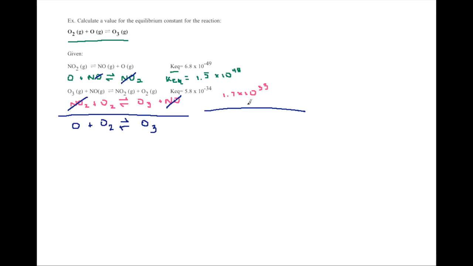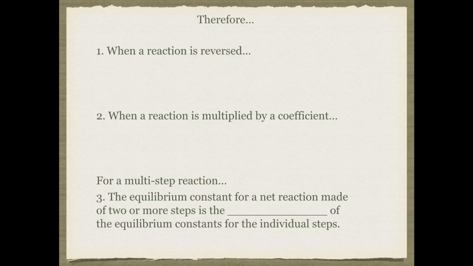Now, instead of just adding these 2 like I did in Hess's law, where I added the heats of reaction, here I actually need to multiply my KEQs, my equilibrium constants. So I'm going to take 1.7 times 10 to the 33rd, and I'm going to multiply that by 1.5 times 10 to the 48th, and what I end up getting for my KEQ for this reaction is 2.6 times 10 to the 81st.